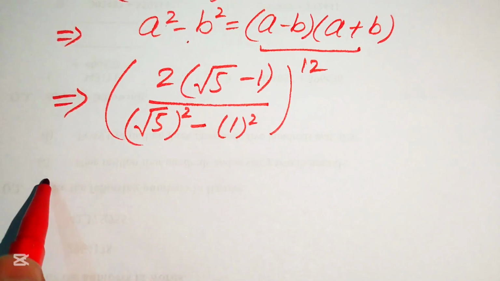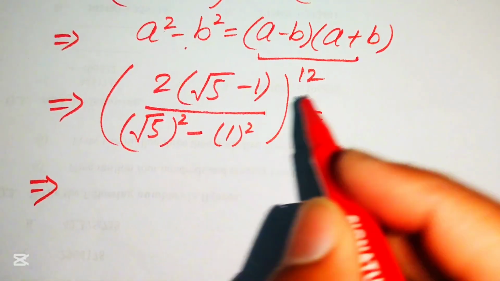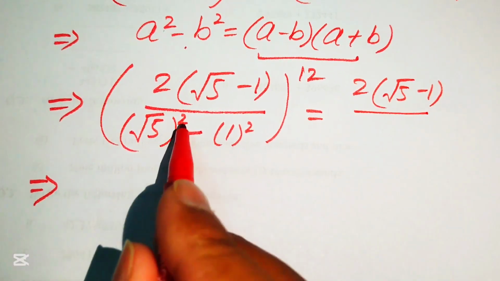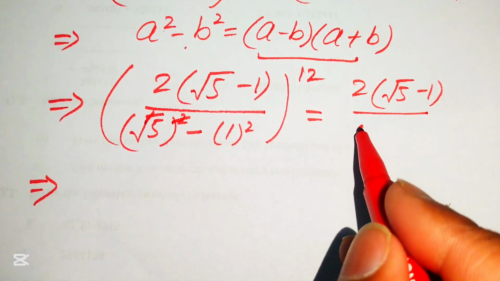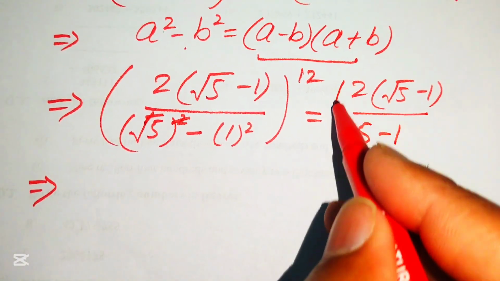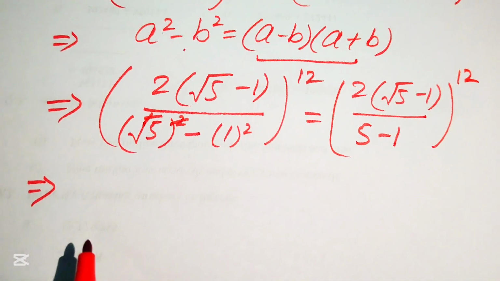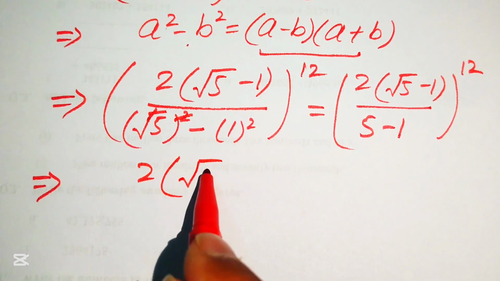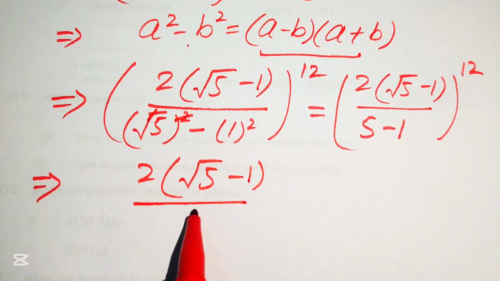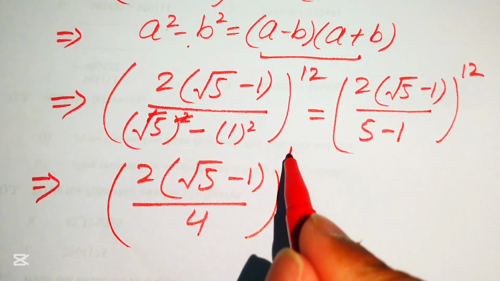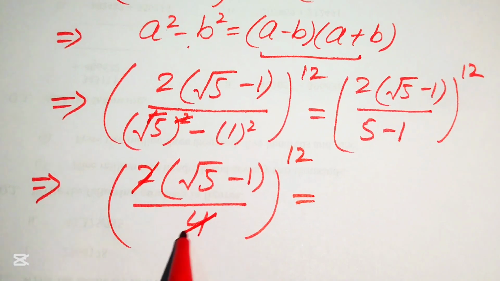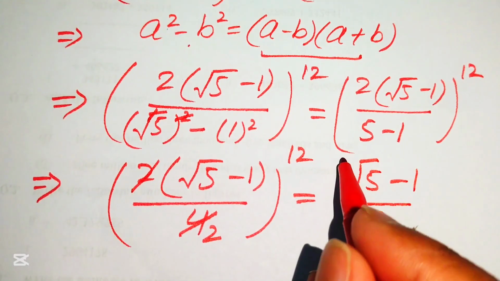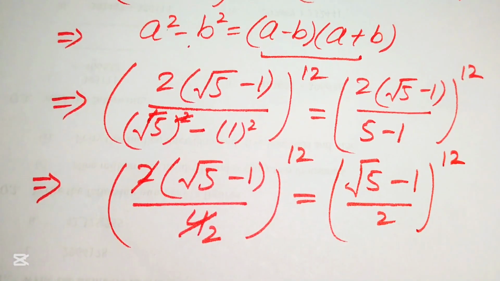Further we need more simplification, and we write it as 2 times the square root of 5 minus 1, divided by, here you see that the square and square root are gone, and we get 5 minus 1 square equals 1, and its whole exponent is 12. So 5 minus 1 equals 4. We write it as 2 times the square root of 5 minus 1 divided by 4, and its exponent is 12. Here 2 times 2 is 4, and we obtain the square root of 5 minus 1 over 2, and its exponent is 12.